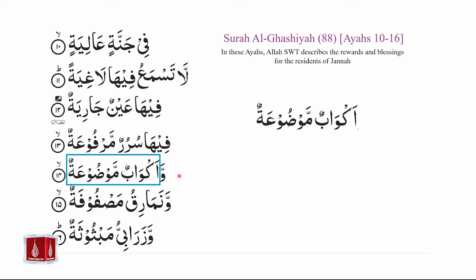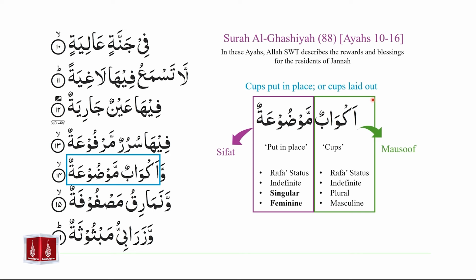In the next ayah, we have akwabun mawzu'atun. Akwabun means cups and mawzu'atun means put in place. Taken together, akwabun mawzu'atun means cups that are put in place or cups that are laid out. Our analysis of akwabun mawzu'atun shows that akwabun is Mosuf, it is Rafa in status, it is indefinite, it is plural, and it is masculine.